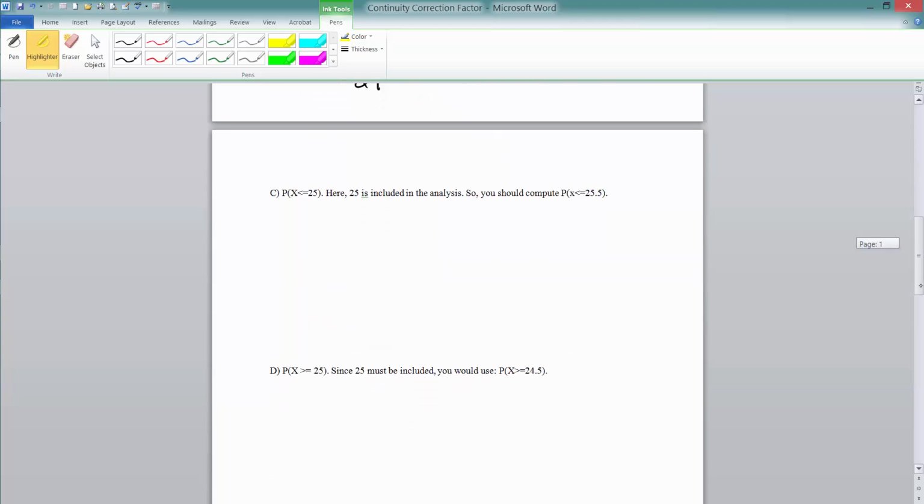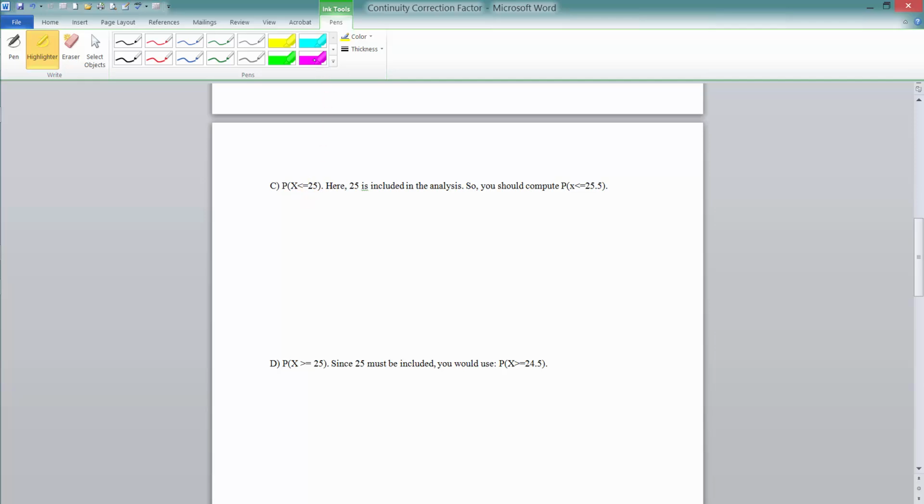Now for the next one, it says probability that x is less than or equal to 25.